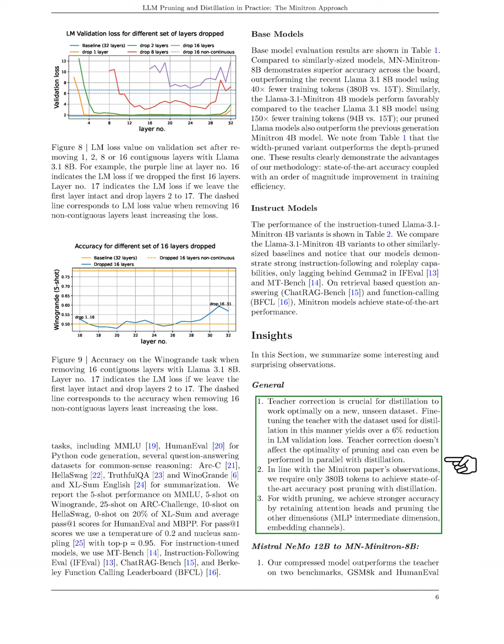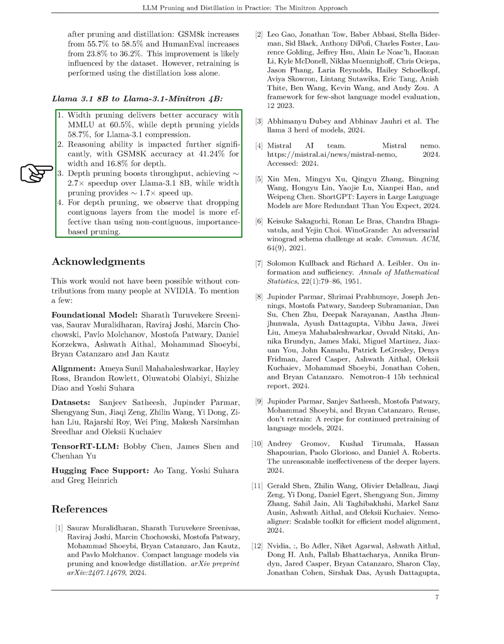Next, we look at Llama 3.1 8B compared to Llama 3.1-Minitron 4B. Here, width pruning gives us better accuracy on the MMLU benchmark at 60.5%, while depth pruning results in 58.7% accuracy for Llama 3.1 compression. The reasoning ability is also affected, with GSM-8K accuracy at 41.24% for width pruning and only 16.8% for depth pruning. Depth pruning significantly increases throughput, achieving about 2.7 times the speed of Llama 3.1 8B, while width pruning offers around 1.7 times the speedup.